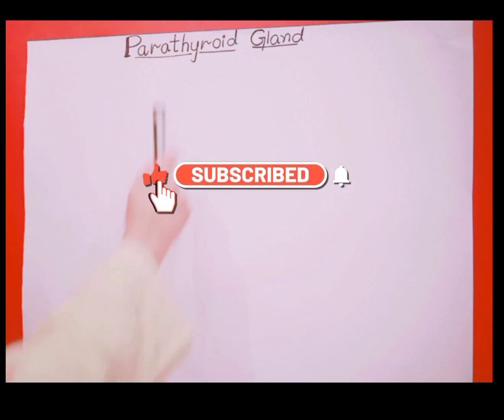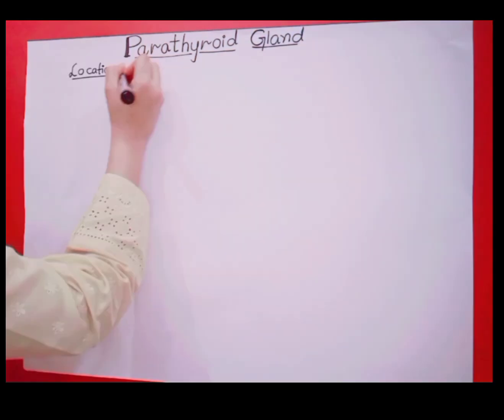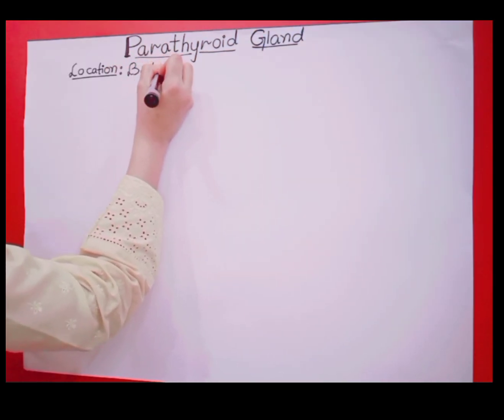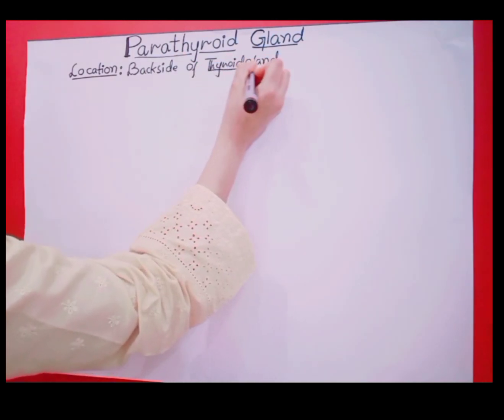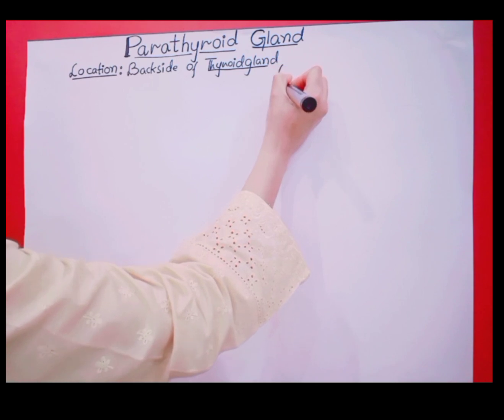Today we are going to learn about the parathyroid gland. This gland is located on the backside of the thyroid gland, which we have discussed in the previous lecture. This endocrine gland is located behind the thyroid gland. In order to understand its location, we have to go through the diagram.